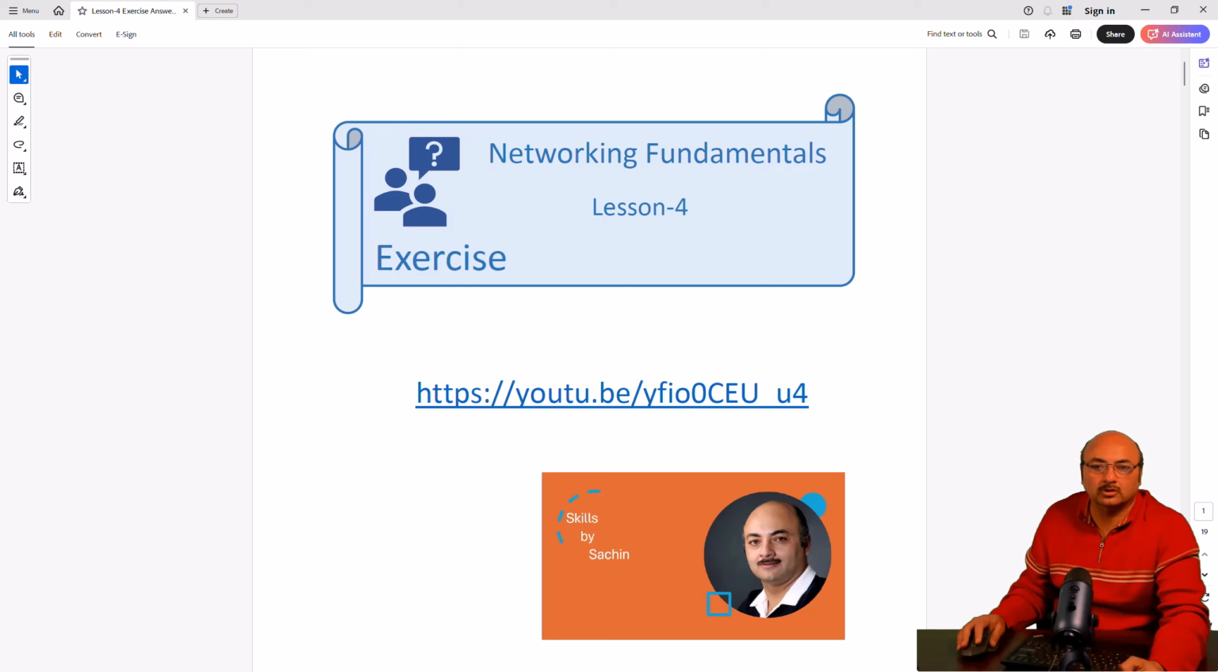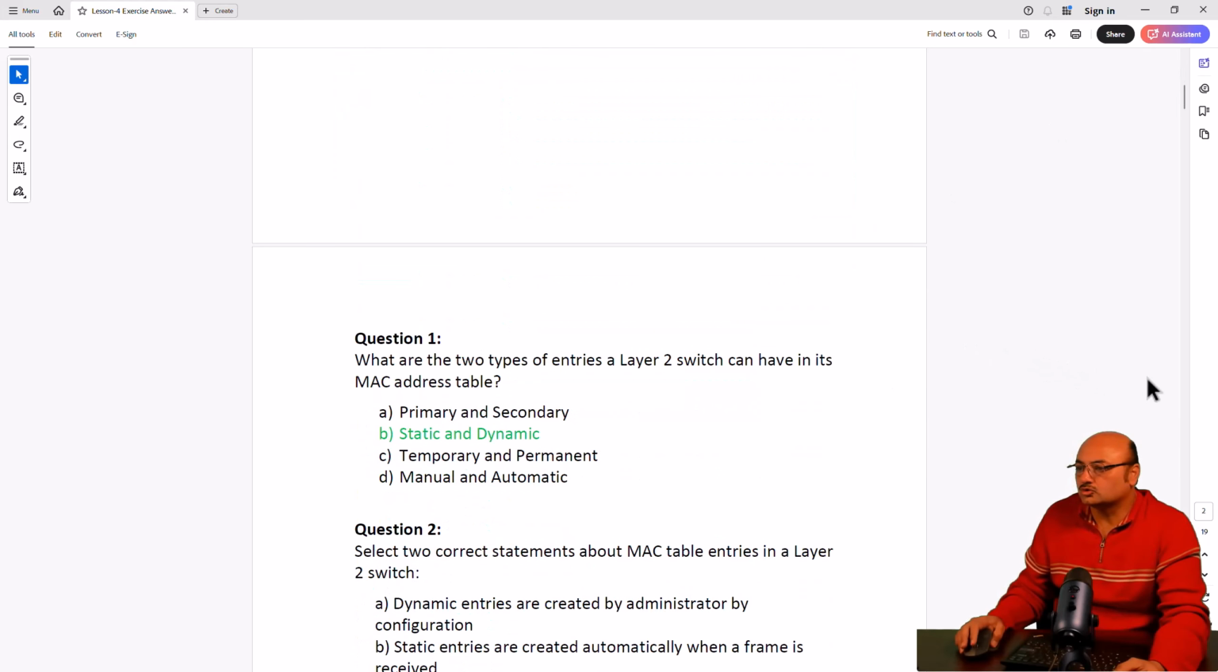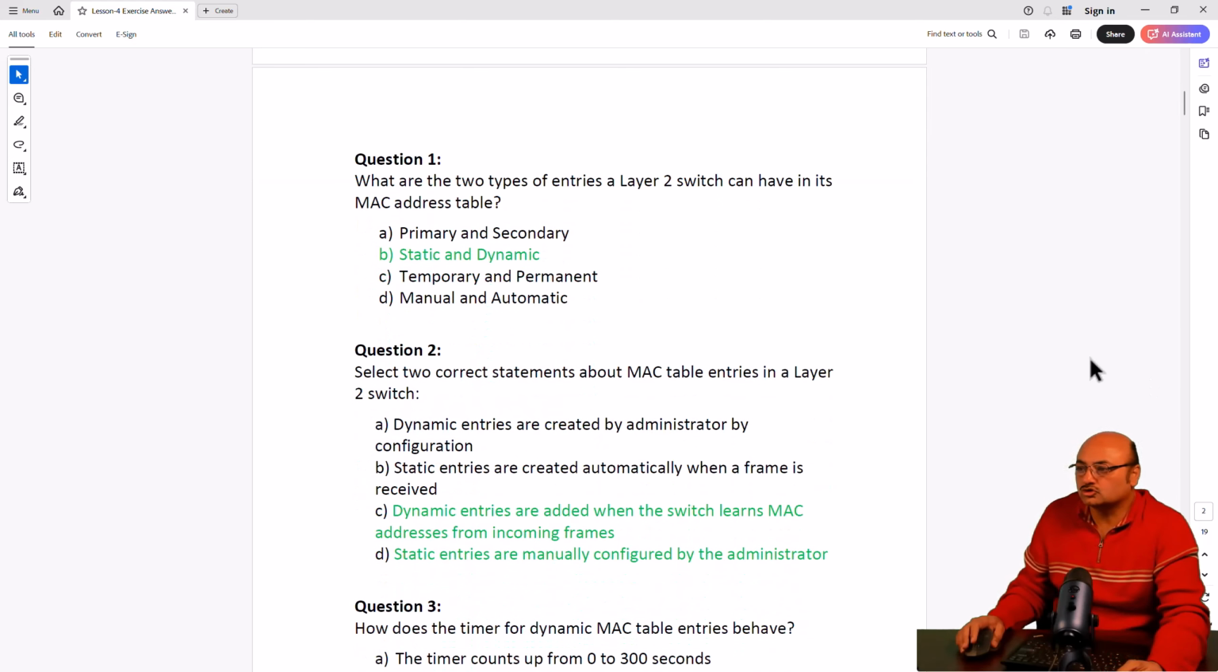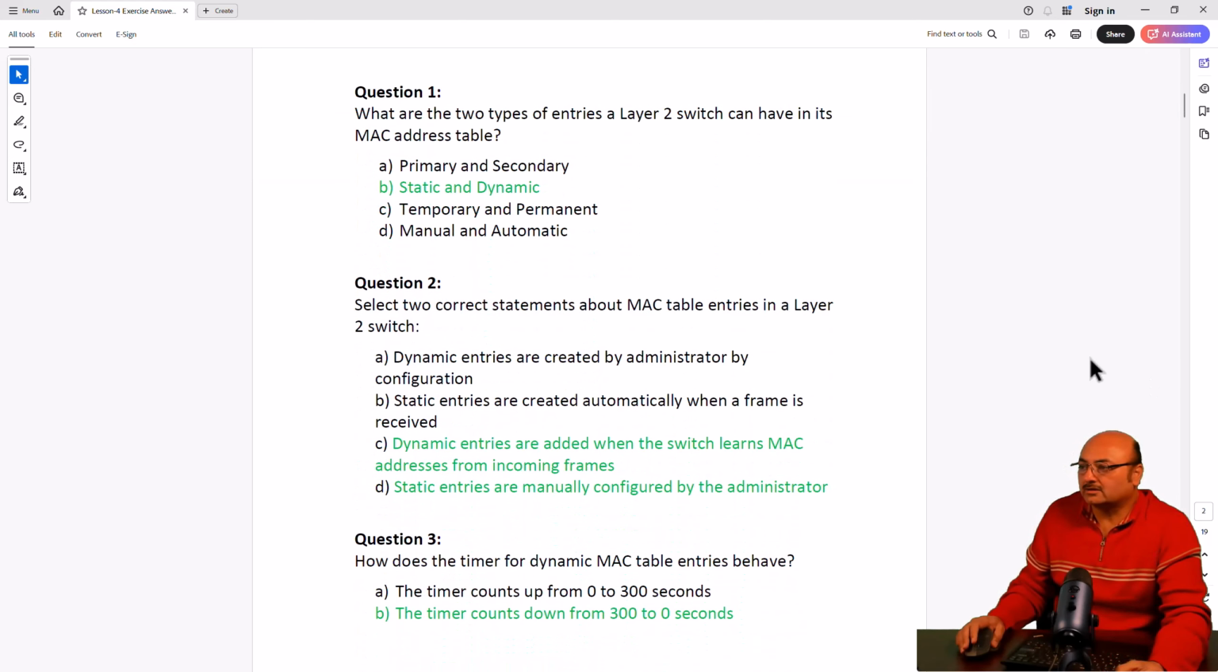Here are the answers for exercise 4. First question. What are the two types of entries a layer 2 switch can have? Static and dynamic. Question 2. Select two correct statements about MAC table entries in a layer 2 switch.